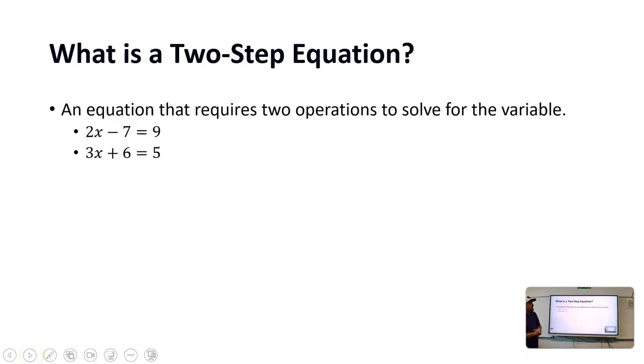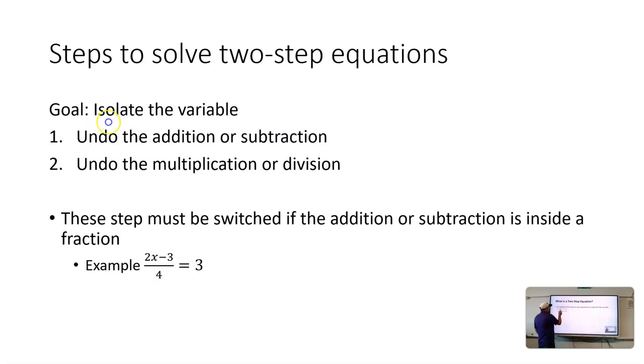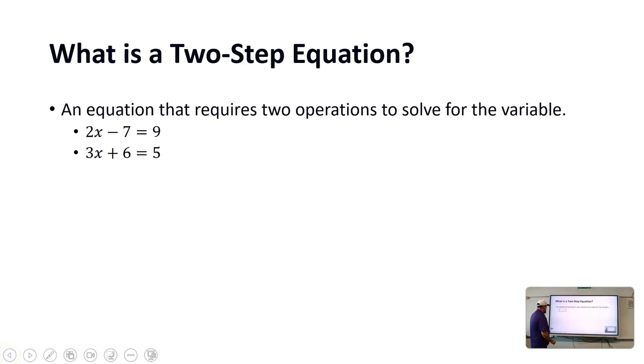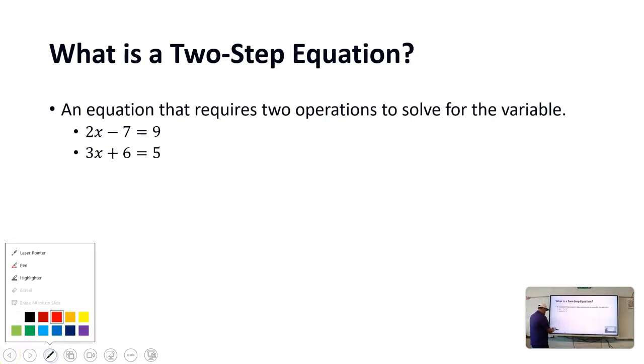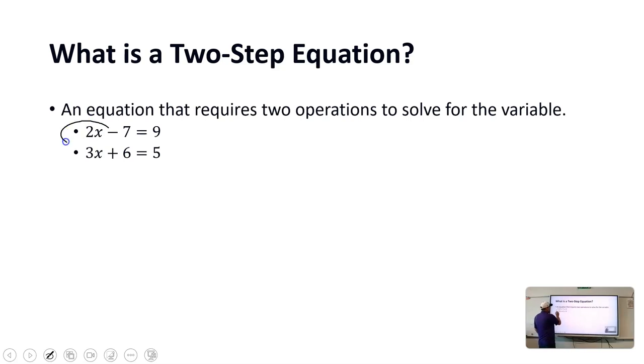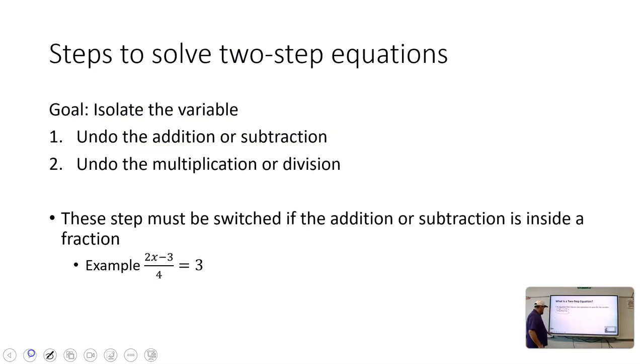So what is a two-step equation? It's an equation that requires two operations to solve for the variable. So here's a couple examples. This requires two steps to solve, and this would also require two steps to solve. So we're gonna do a bunch of these examples, but those are what two-step equations look like. So let's go ahead and look at our steps to solve two-step equations.